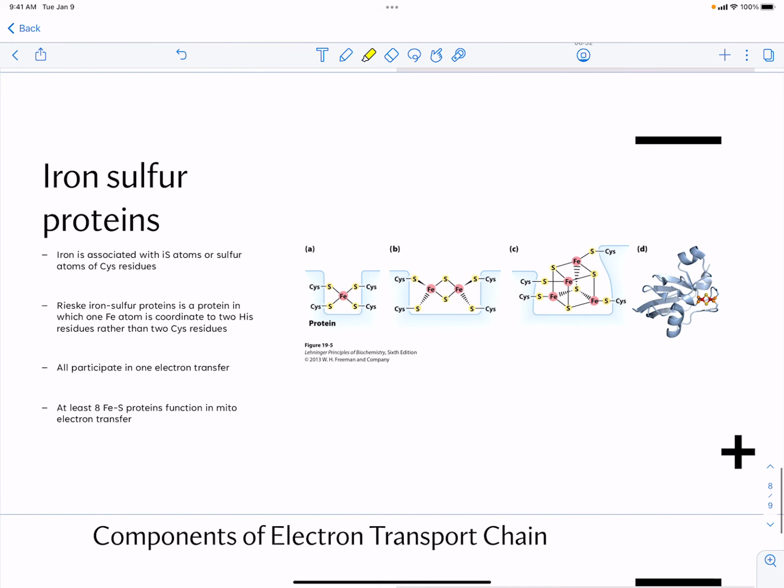Now there are also iron-sulfur proteins, and so iron is going to be associated with the sulfur of cysteine residues, of course, and so you can see the cysteine residues. We have a Rieske iron-sulfur protein in which you have an iron atom which is going to be coordinated to 2 histidine residues rather than 2 cysteine residues, and so that's a Rieske iron-sulfur protein. And all of these are going to participate in 1 electron transport. Now, there are going to be at least 8 of these proteins involved in the electron transport chain of the inner membrane.